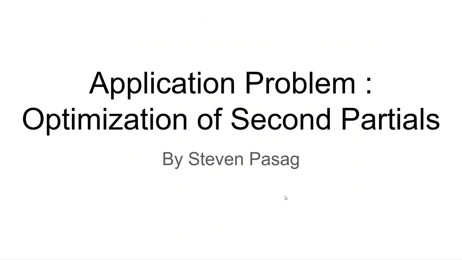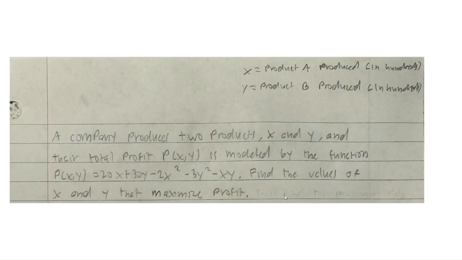This is my application problem regarding the optimization of second partials. So this is our problem here. A company produces two products, X and Y, and their total profit P(x,y) is modeled by the function P(x,y) equals 20x plus 30y minus 2x squared minus 3y squared minus xy. Find the values of X and Y that maximize profit, with X representing the product A produced in hundreds and Y representing product B produced in hundreds.